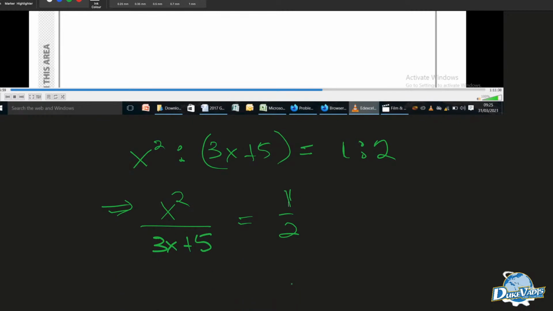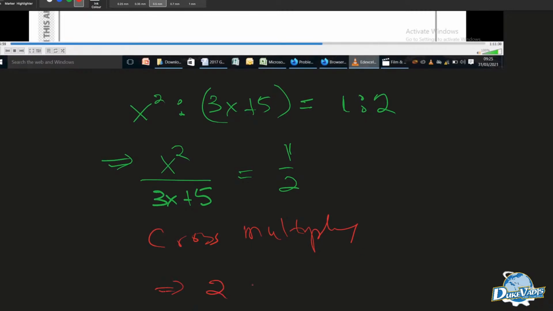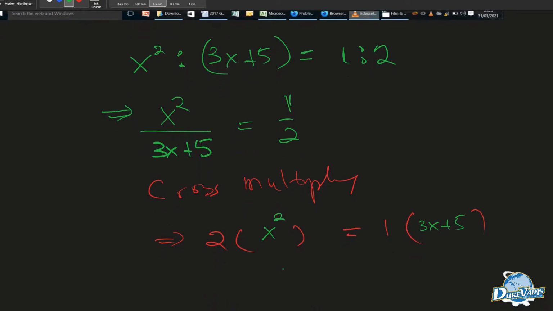Okay, so we cross multiply. This examination time is very small, so you cross multiply. Then this will be 2 out and 1 out. So when we cross multiply, we get 3x plus 5, and 2 is multiplying x squared. So when we do the expansion, we get 2x squared is equal to 3x plus 5.